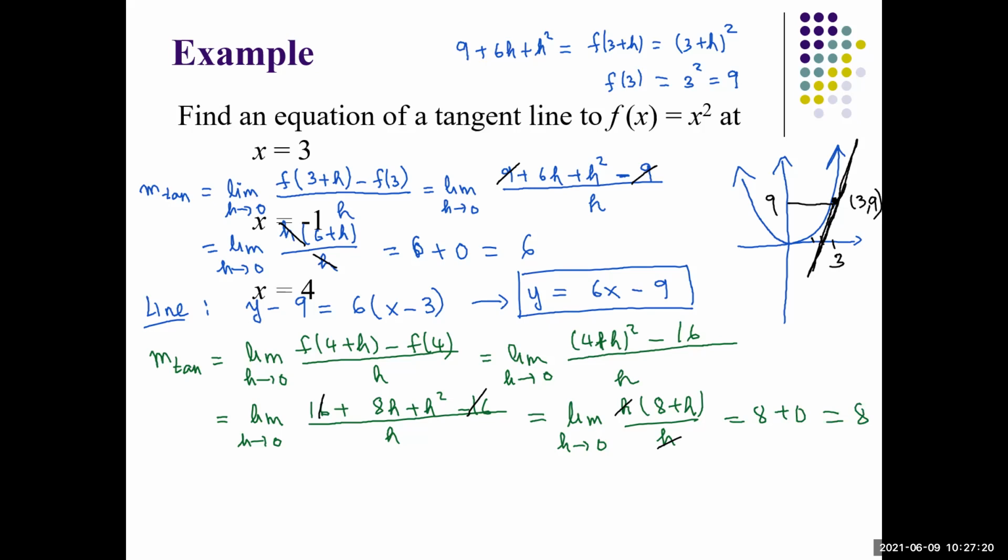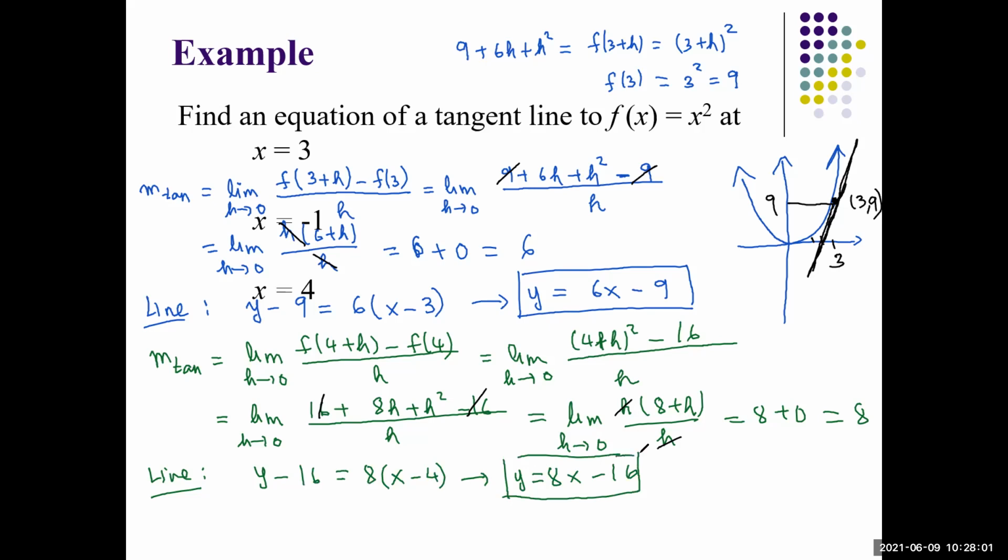Okay. Then from there, I can find the equation of the line, the same thing. y minus y1. In this case, if x is 4, the y should be 16. So y minus 16 equals 8 times x minus 4. Or solving for y, you have 8x minus 32, and then plus 16. I think we have minus 16. Right, so that's the equation of the line.